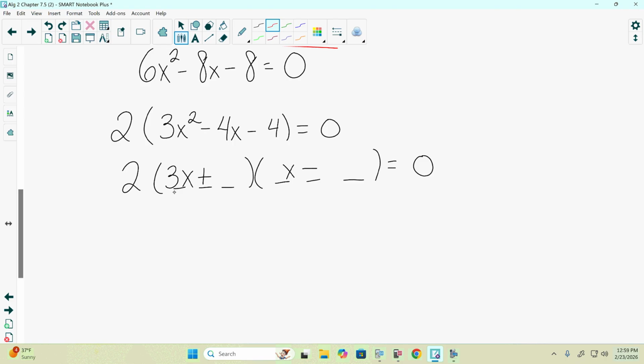Now the factors of our third term, the factors of 4, are 1 and 4 or 2 and 2. Which set of factors do we want to try first? 1 and 4 or 2 and 2? Well, we can try 2 and 2 first. Now again, we can set it up and we'll check to make sure we get the correct middle term.